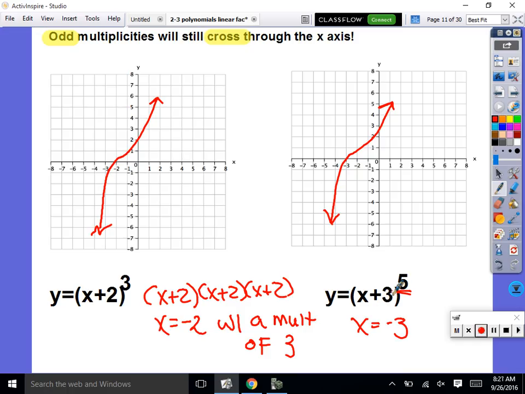Odd functions, end behaviors are matching up. All odd functions can look differently, but what I'm saying is it's going to cross through negative 3, not bounce, because it's odd.